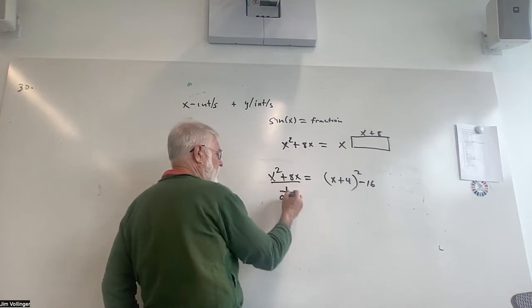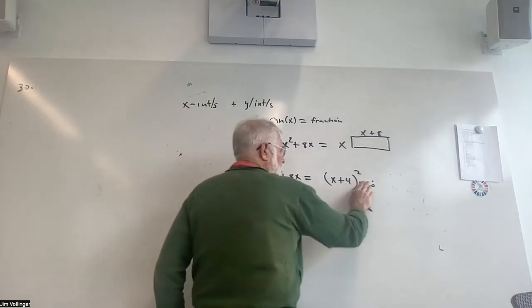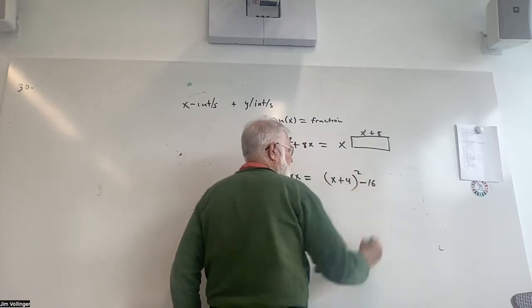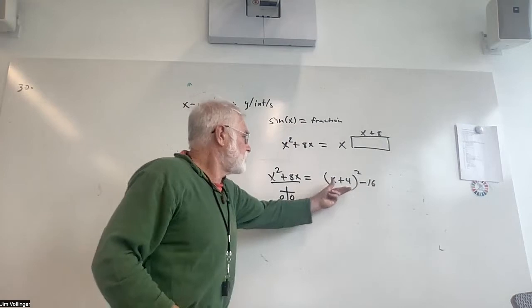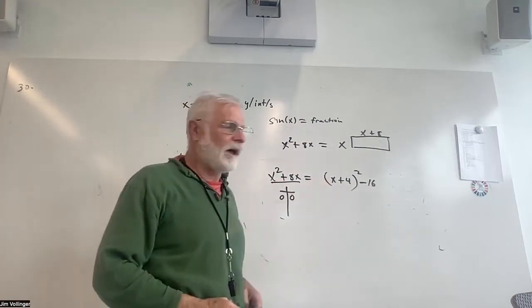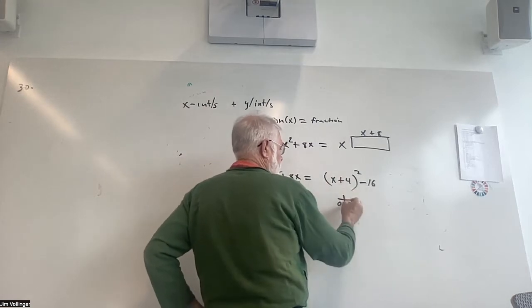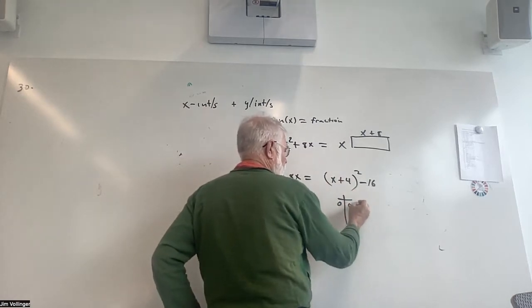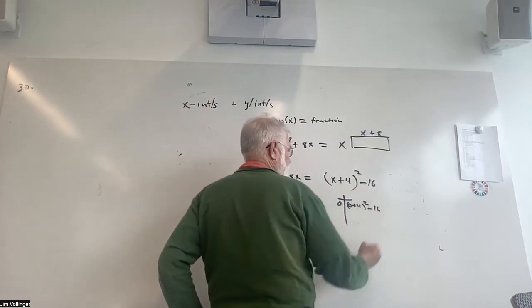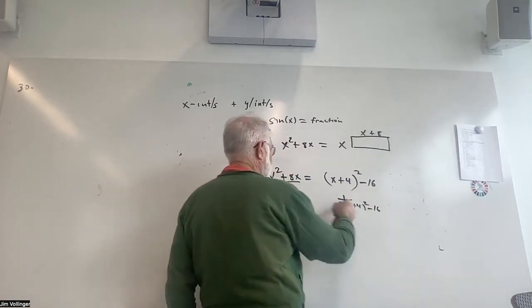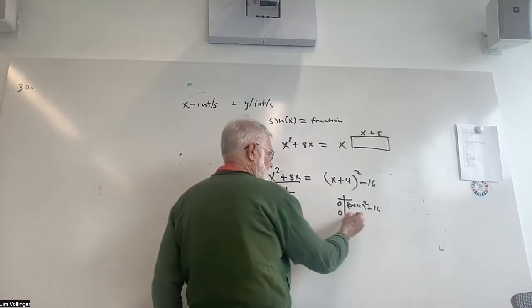If I put a 0 in, I get a 0 out. And if I put a 0 in here, I get 16. Getting rid of that 16 means that this calculation is the same as that. If we put a 0 in here, we get 0 plus 4 squared minus 16. So there's your y-intercept. 16 minus 16 is 0, 0. So that becomes 0, 0.